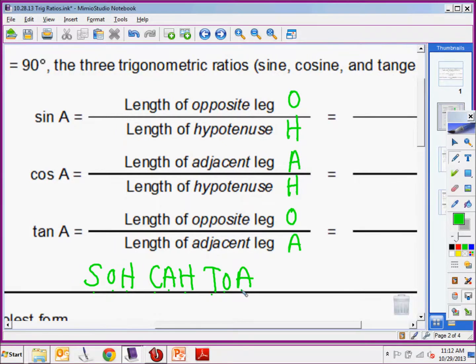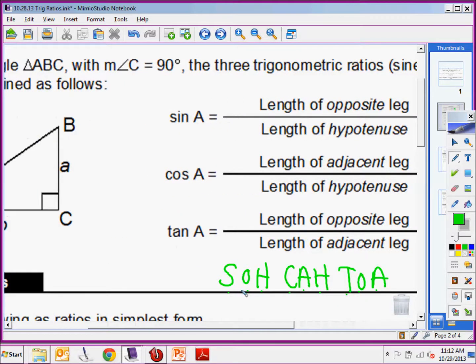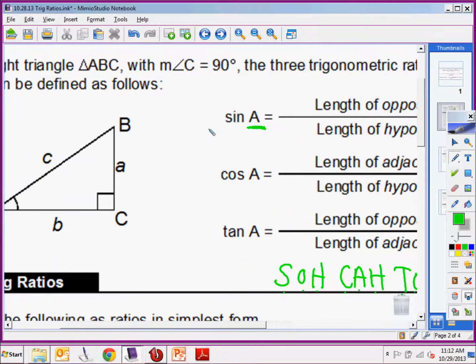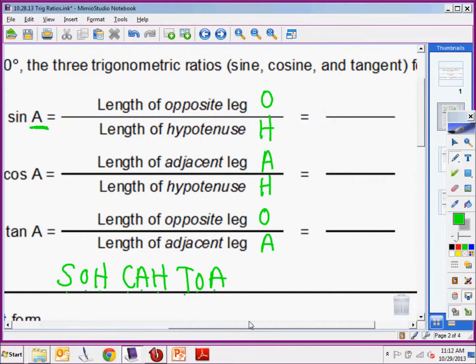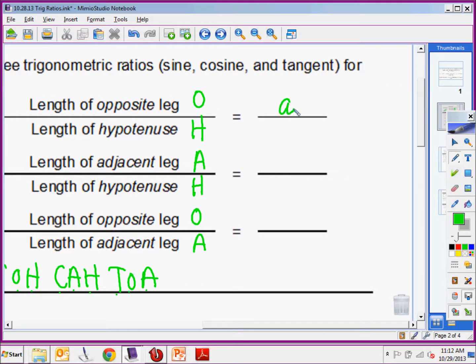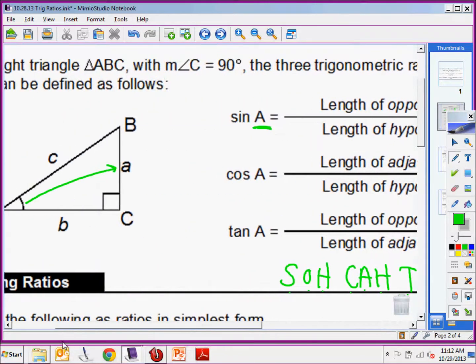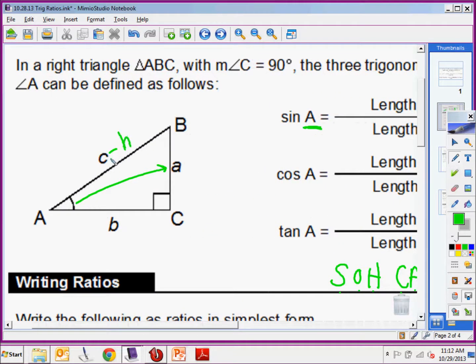All right. So what this means is that this tells you what angle your perspective is coming from. So if my perspective is coming from angle A, when it says opposite, what is opposite of angle A? What side? Lowercase a is opposite of it, right? So that's going to be my numerator of my fraction. When it says hypotenuse, the hypotenuse is always just the hypotenuse. The hypotenuse can never be adjacent or opposite of an angle, okay? So my hypotenuse is C.